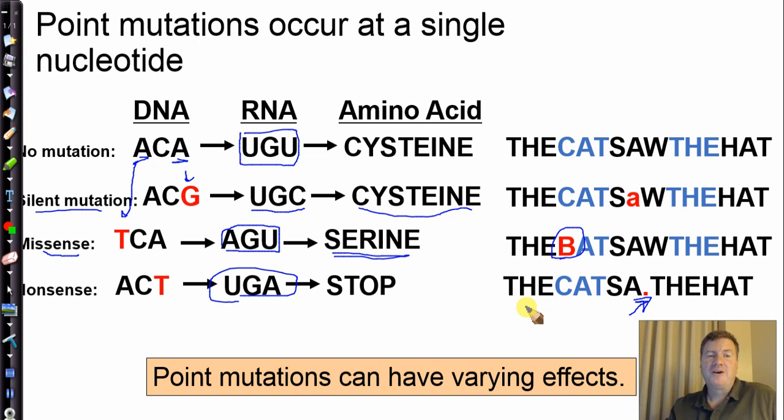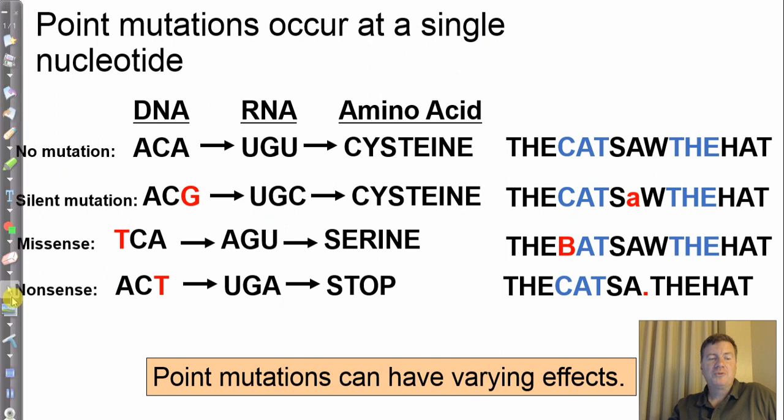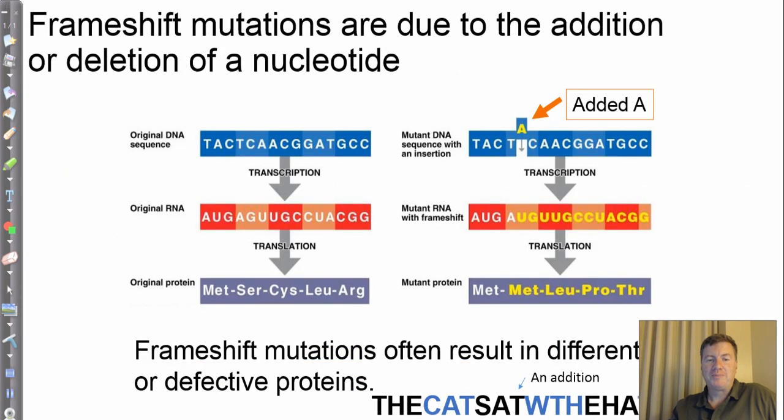So as you see here, a point mutation where we change a single letter can have varying effects. It can have no effect, like a silent mutation. It can have some effect, like a missense mutation. It can have a great effect, like a nonsense mutation. Let me just show you one more kind of mutation here, and then we'll wrap up.